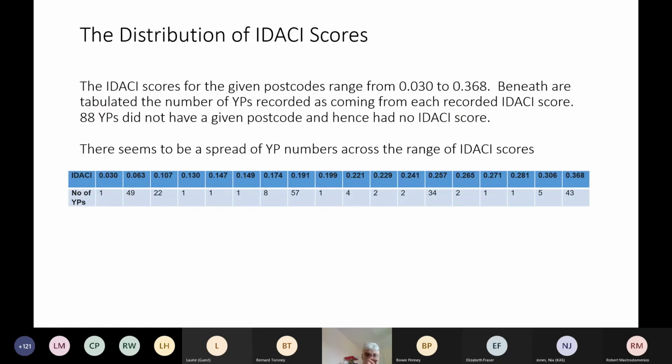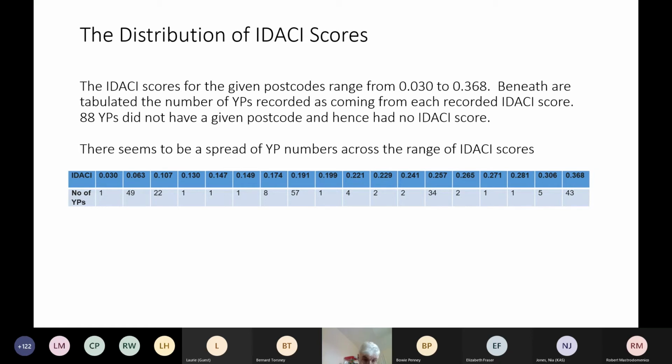Now, if I go on to the next slide, distribution of IDACI scores. One problem is I haven't had the information on how many actual young people live in all the postcodes in question. So I don't know the actual spread of IDACI scores across the whole of the potential population, namely all 7 to 18-year-olds in these postcodes.